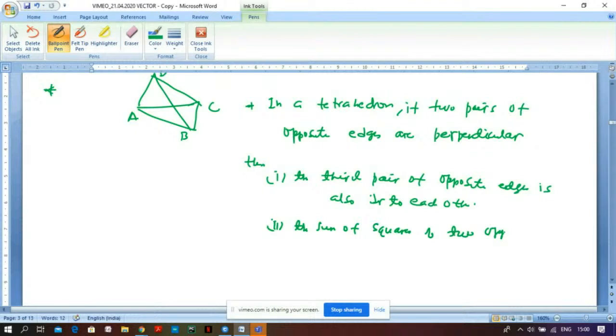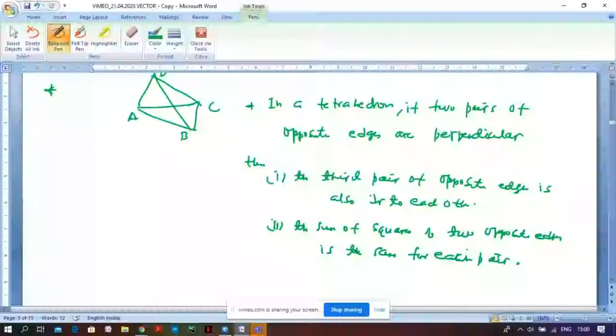So it looks big. The problem says that in a tetrahedron, it is given that two pairs of opposite edges are perpendicular. Fine. That means what? First, let us list the opposite pairs. There are three pairs: AB, CD; AC, BD; and AD, BC. It's very simple. Just write two edges on the left, and whatever is left, write on the right side.